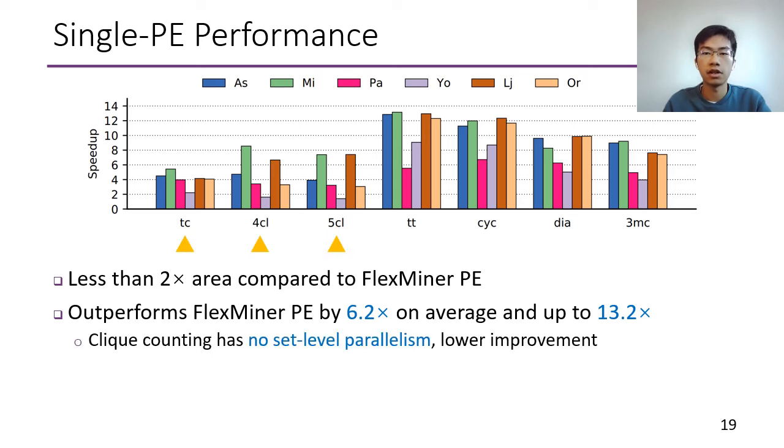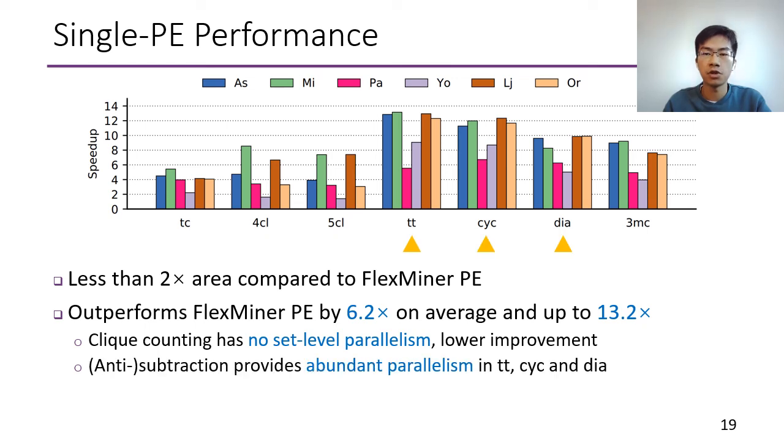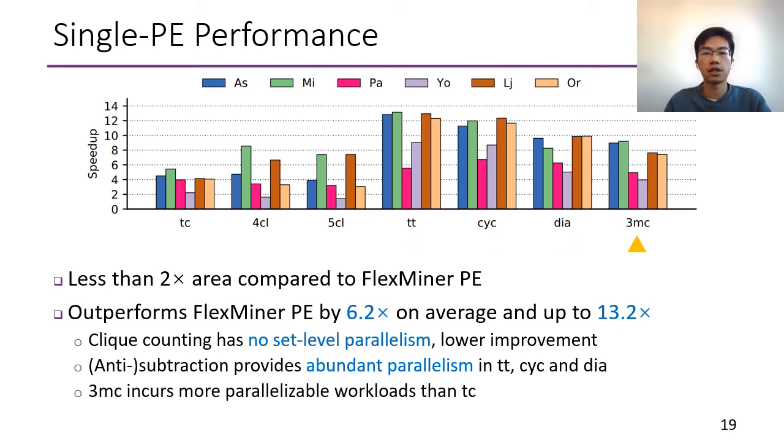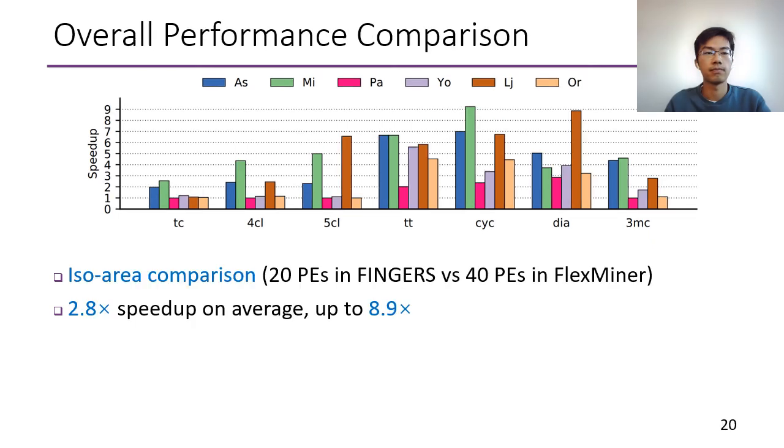Click counting does not have set-level parallelism, as the candidate vertex sets for all future levels are always identical, leading to low speedup. In other patterns, subtraction or anti-subtraction produce large sets and result in high parallelism and good performance. 3 motifs is better than triangle counting since it can be parallelized in a similar way to set-level parallelism.